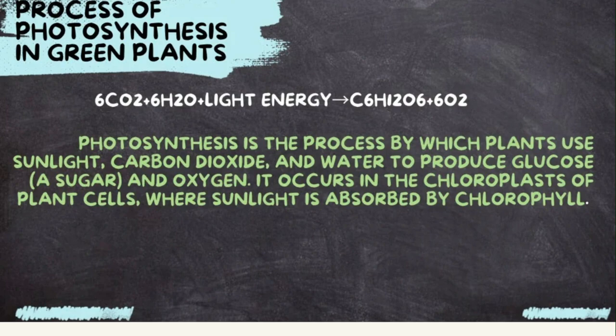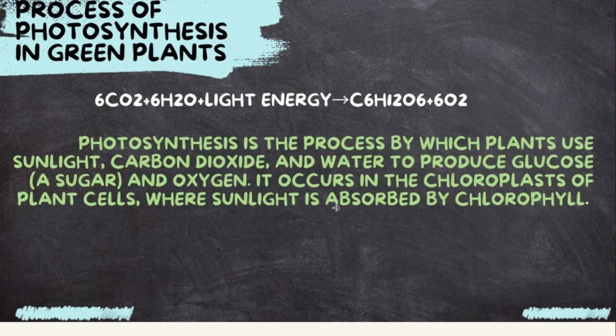So this formula is the formula for glucose. This is C6H12O6. This is glucose. 6O2. This is oxygen. Now this 6 and this 6 and this 6, they're all just balancing the equation. So technically you can leave them off if you want, right? But this is how a balanced equation for photosynthesis would technically look, right?